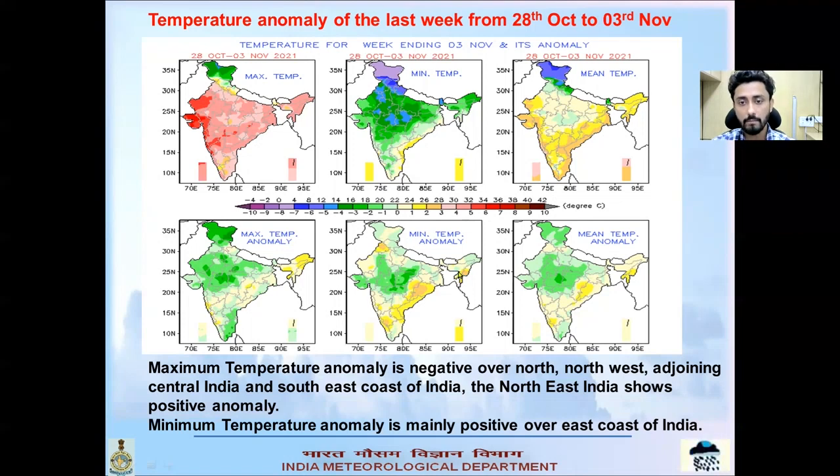Now, if you look at the mean temperature as a whole, you can see Odisha and Chhattisgarh, along with South Karnataka, and few parts like Manipur, Mizoram and Tripura show positive temperature anomaly, whereas central India, J&K and partial parts of Rajasthan and Gujarat show negative temperature anomaly with respect to the mean temperature.